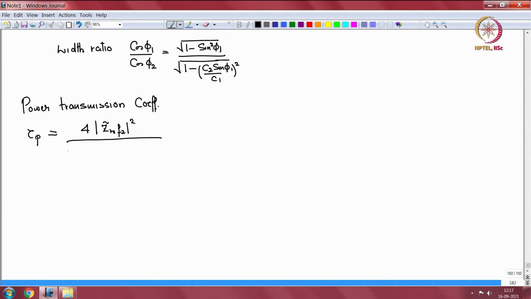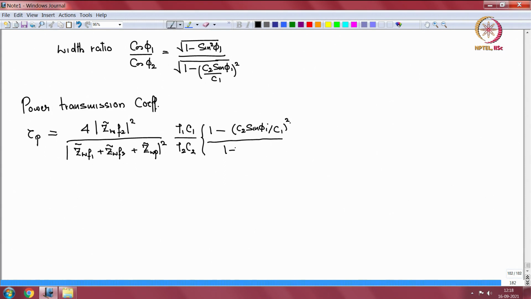okay, divided by magnitude of ZF1 plus Z tilde F2 plus Z tilde panel, squared, into rho 1 C1 by rho 2 C2, and this beam width term: 1 minus C2 sine phi 1 by C1 squared by 1 minus sine squared phi 1, both under the root.